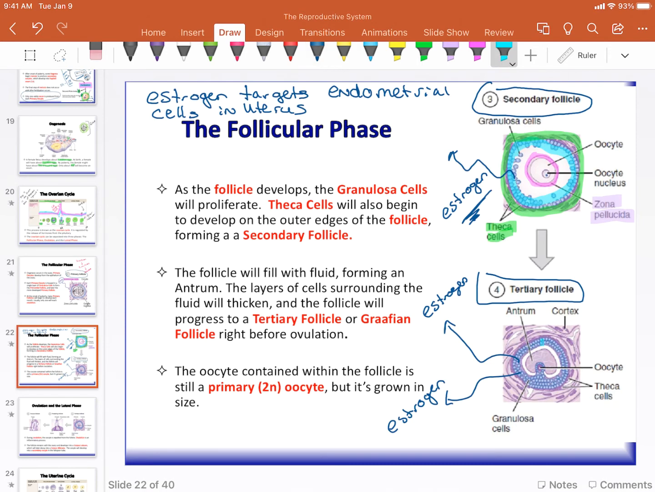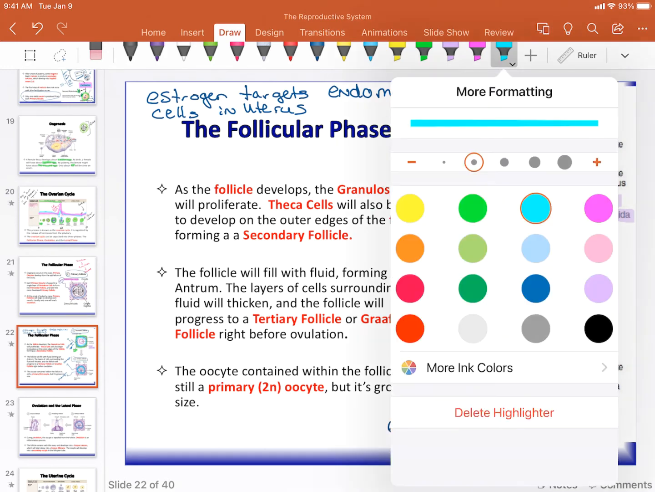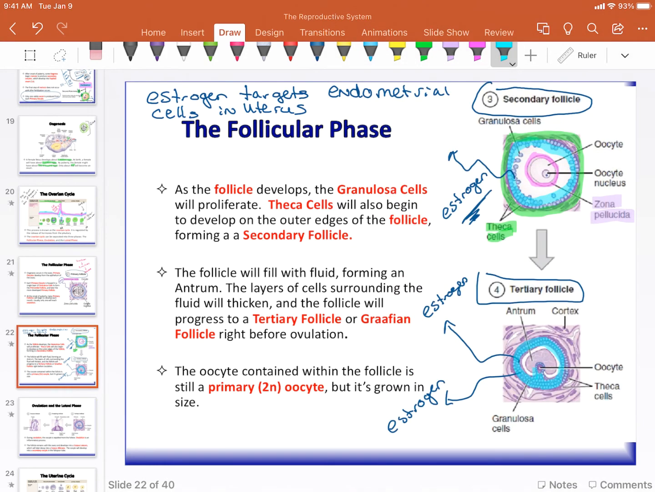And now what we're going to see, so here's my granulosa cells. My zona pellucida is surrounding that oocyte. You can see a little bit more follicle cells surrounding that oocyte right here. Okay. And we've got our theca cells. Notice how those have also proliferated. And we have more of them out here. Okay. More of those out here.